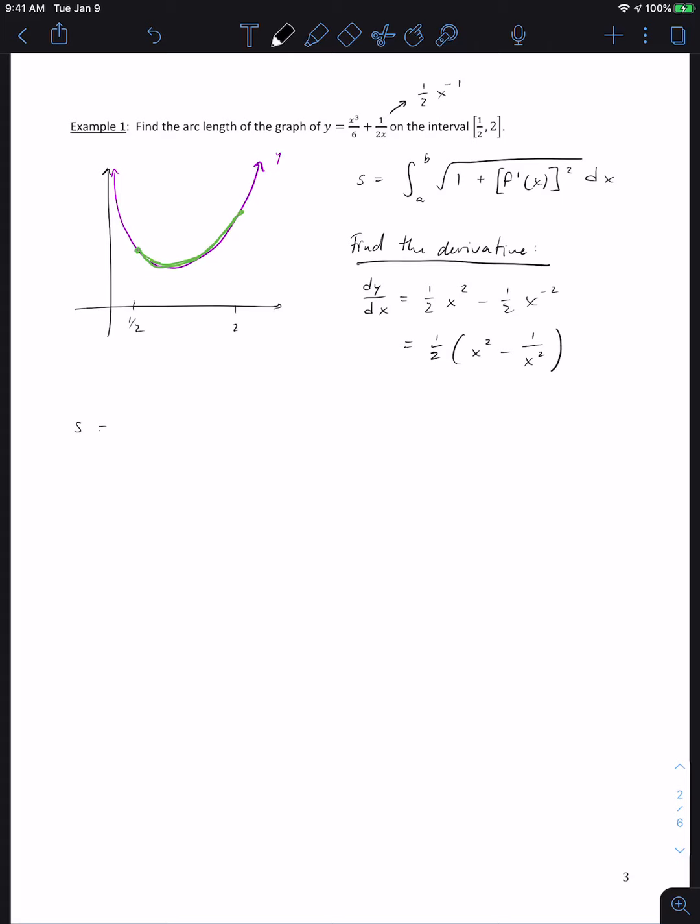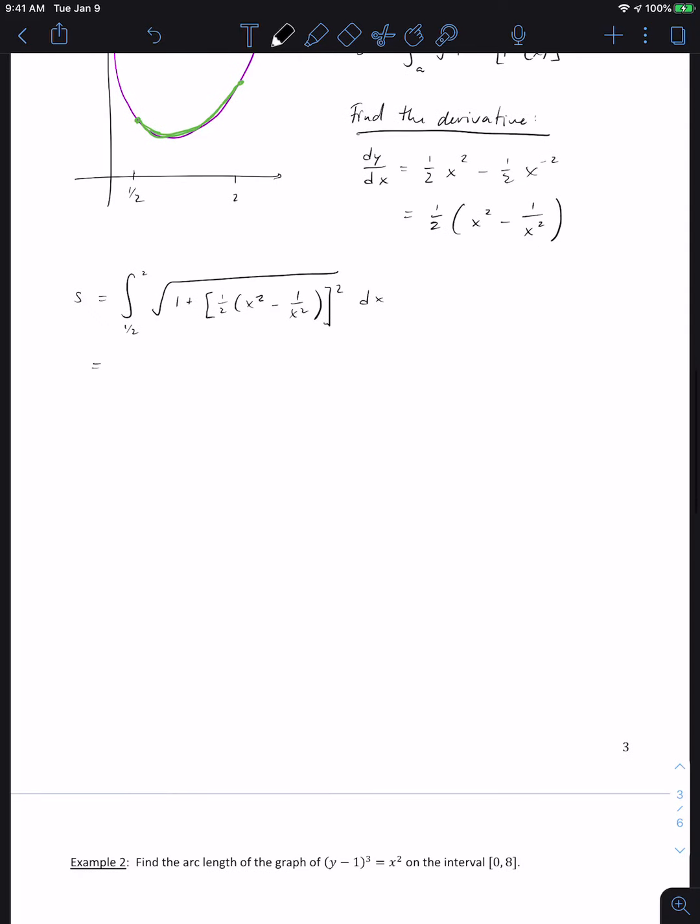So my answer for the arc length is going to be the integral from 1/2 to 2 of the square root of 1 plus 1/2 times the quantity x squared minus 1 over x squared, all that squared, dx. All right. So let's go ahead and square it.